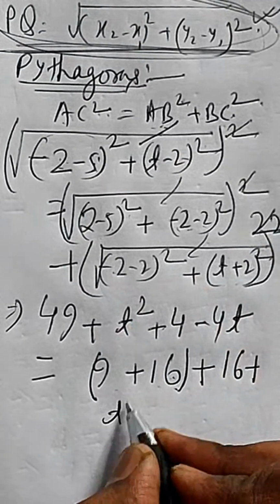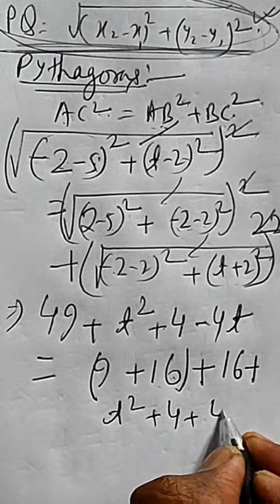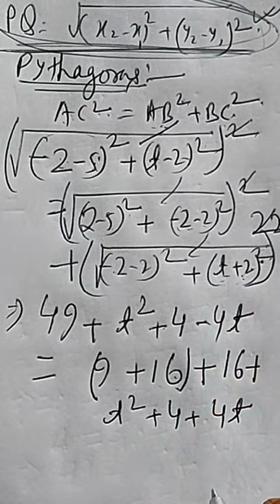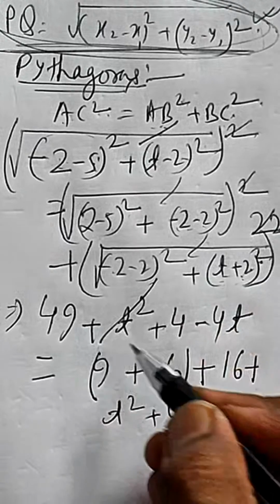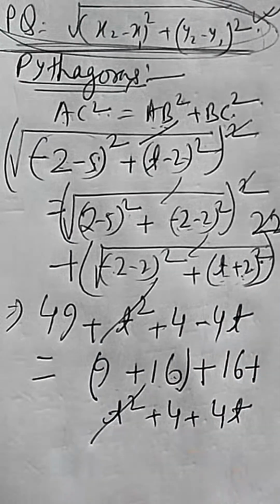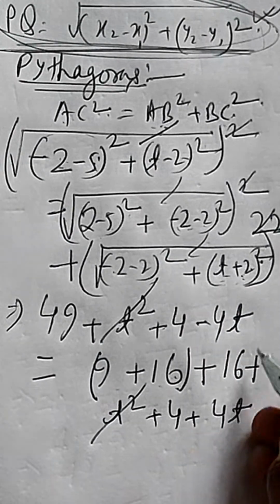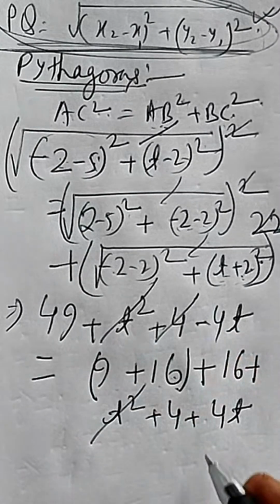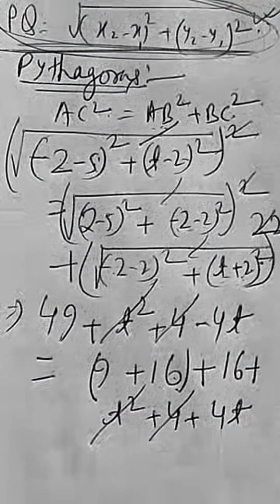This will be coming as t square plus 4 plus 4t, because we have expanded on the form of (a plus b) whole square, right? Now what we will do, you can say t square here in the LHS and t square here in the RHS will be cancelled out, and here you can also see some common terms. 4 here in the LHS and 4 here in the RHS will be cancelled out, right?